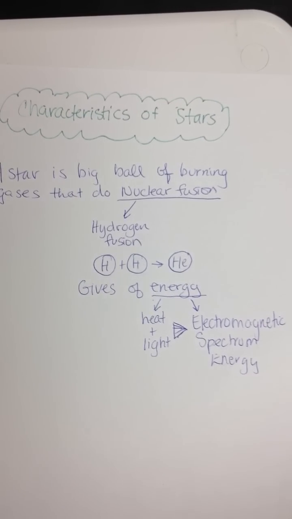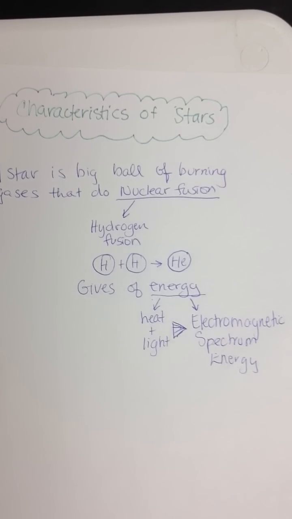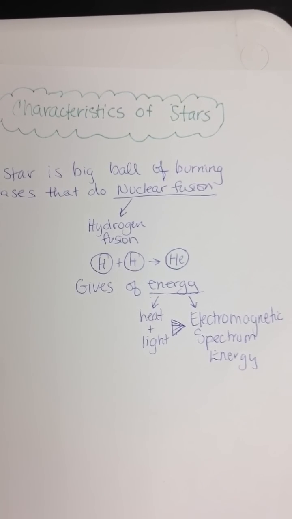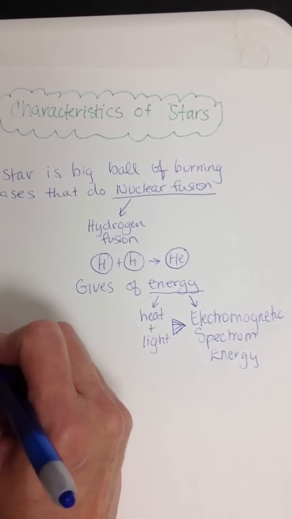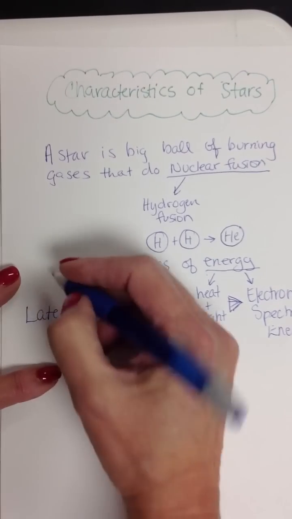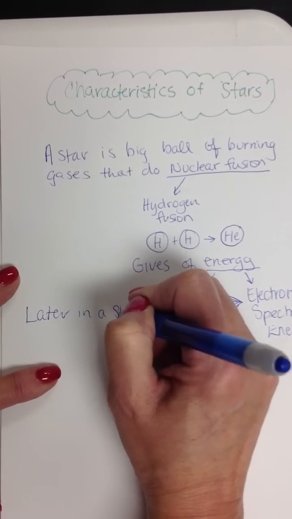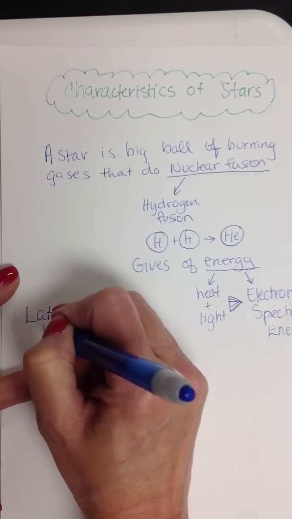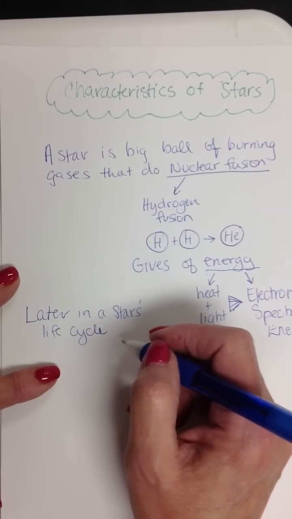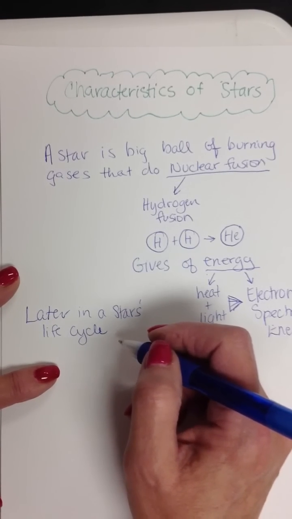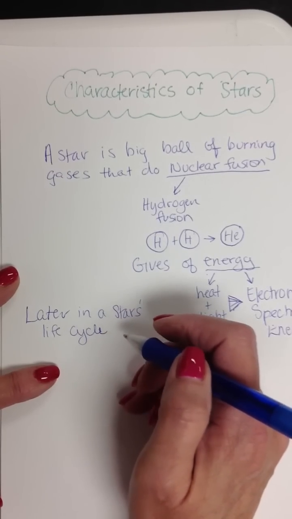Alright, so that's what stars are doing, and as they go through their life cycle, stars actually use up a lot of the hydrogen they started off with, and then later in a star's life cycle, it will begin to fuse heavier and heavier elements. So it might fuse a helium and a hydrogen and make element number 3, which is lithium, or it might fuse a helium and a helium to create a beryllium. So this is how the elements are being created through stars.